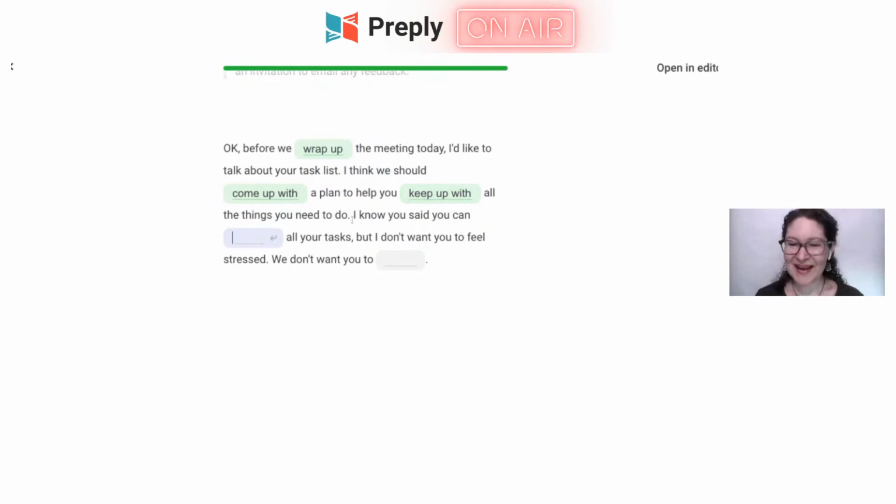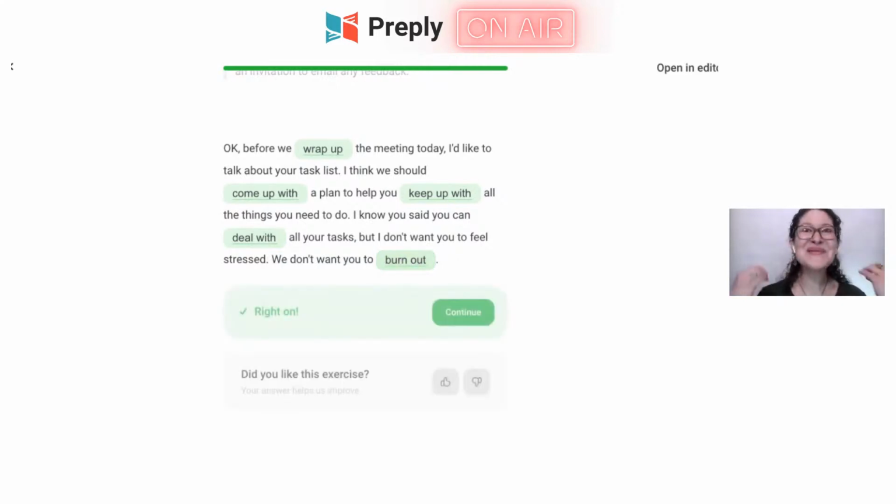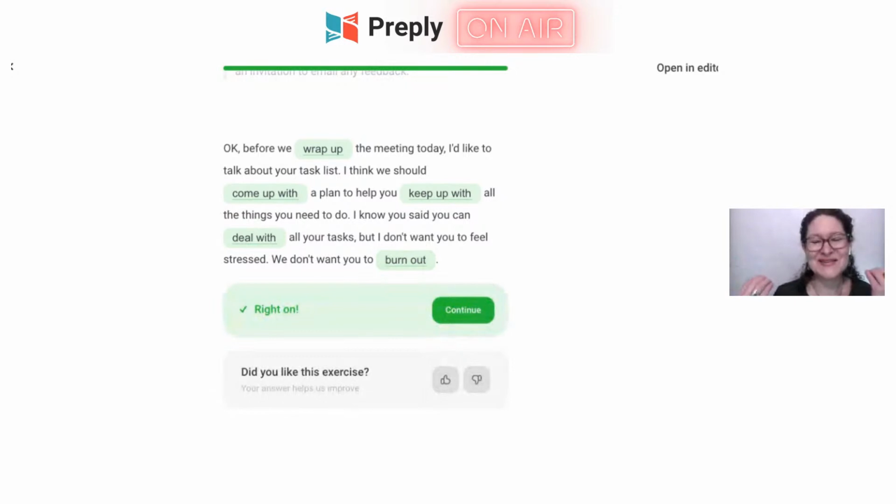And the next blank, I'm going to save a special phrasal verb for this one. "I know you said you can blank all your tasks." Ooh, remember, this is one we do every day. Almost all of us, we deal with all of our tasks. I know you said you can deal with all your tasks, but I don't want you to feel stressed. We don't want you to, I know you know the answer here, burn out. We don't want you to burn out. We want you to burn brightly. We want you to be strong.